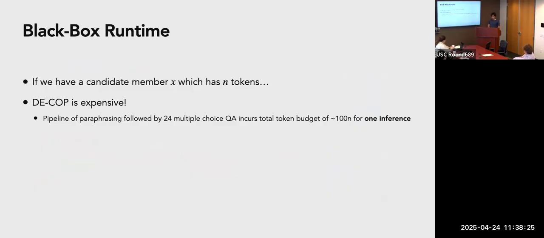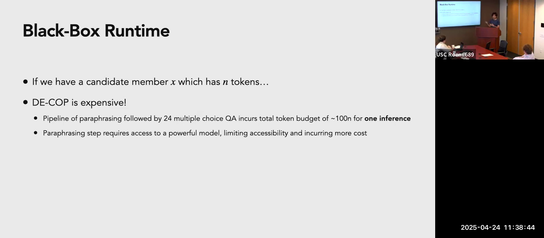So this incurs a total token budget of around 100 N for one inference. Already you see a large part is coming from 24 times 4N in the multiple choice step. That's already 96 N. And then you have the paraphrasing part, which also requires access to a more powerful model. In this case, this paper is using Claude for paraphrasing.